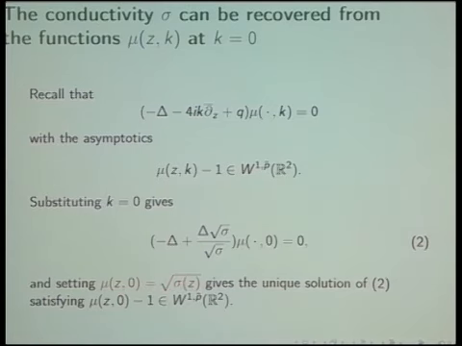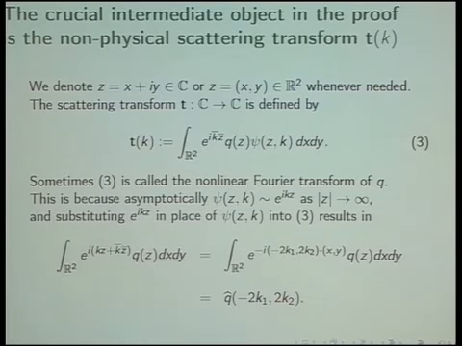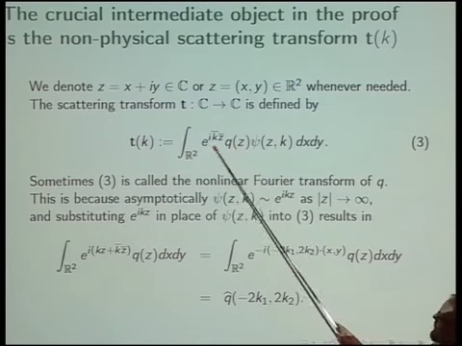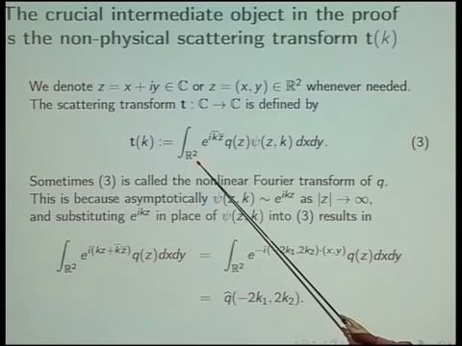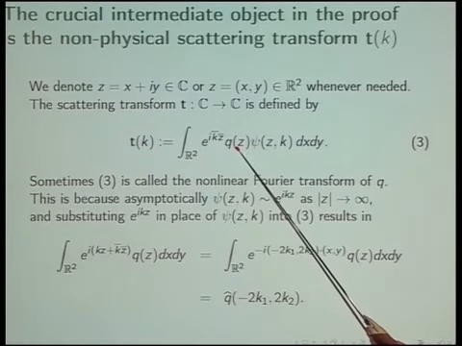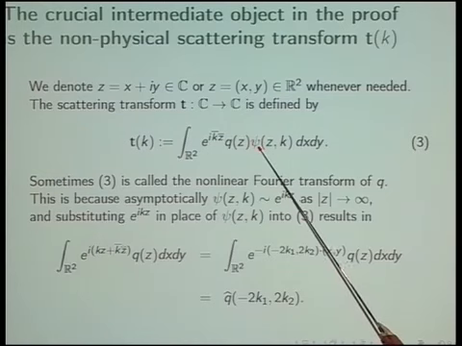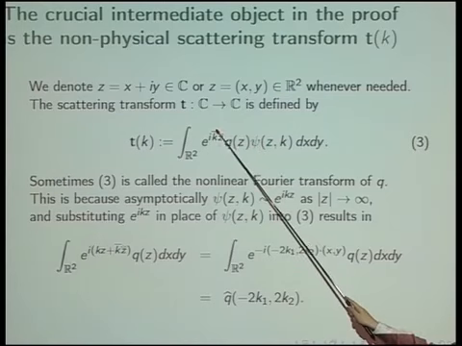And now the main ingredient in the proof, I would say, is the so-called scattering transform, also called the nonlinear Fourier transform. So we define it in this way. If we know q, we define the scattering transform like this. It's integration over the plane. We have q here, psi here, and some exponential function here.